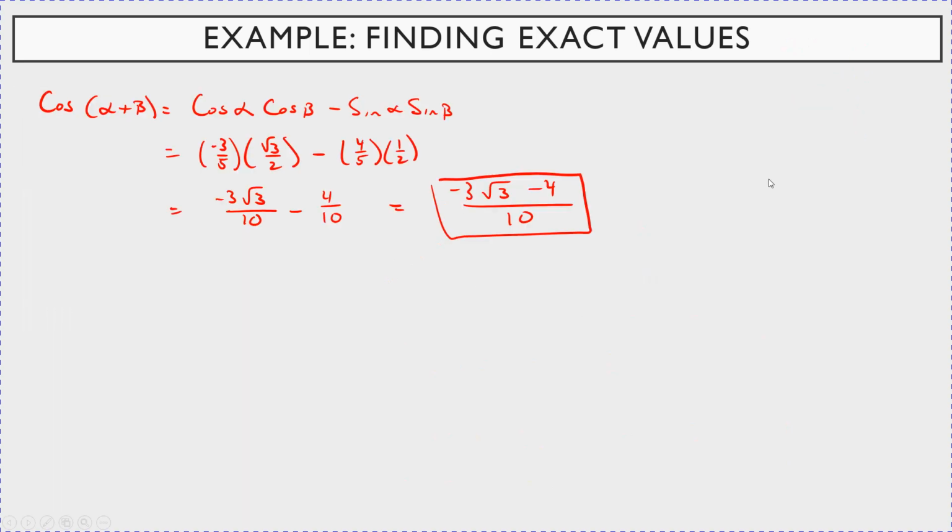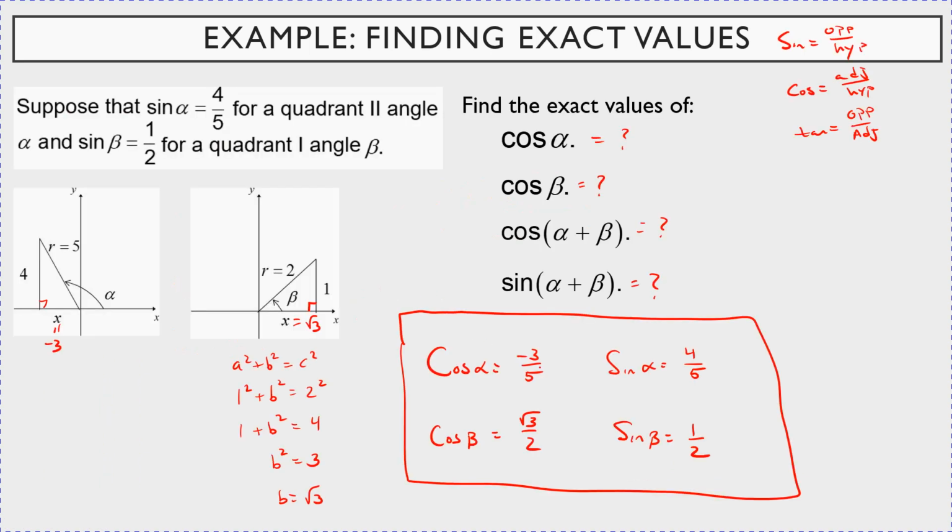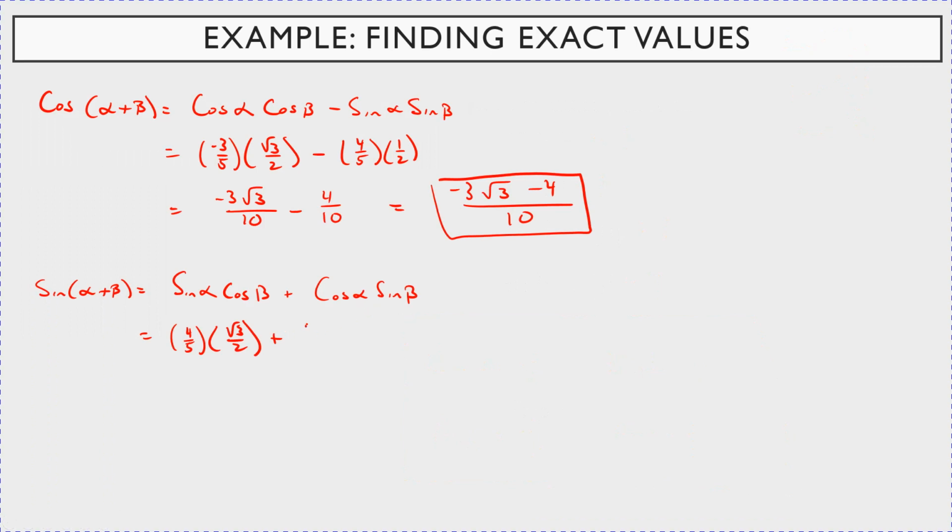Sine of alpha plus beta. Well, what is that formula? That's sine of alpha times cosine of beta plus cosine of alpha sine of beta. Sine of alpha, 4/5. Cosine of beta, square root of 3 over 2. Plus cosine of alpha sine of beta, that's minus 3/5. Sine of beta would be 1/2. So this becomes 4 square roots of 3 over 10 minus 3 over 10, which we can just write as 4 square roots of 3 minus 3, all over 10.